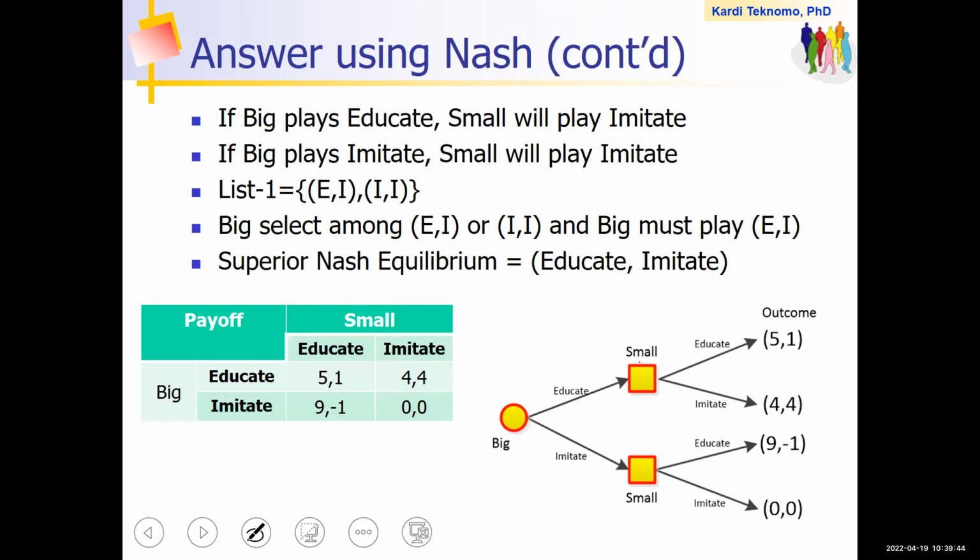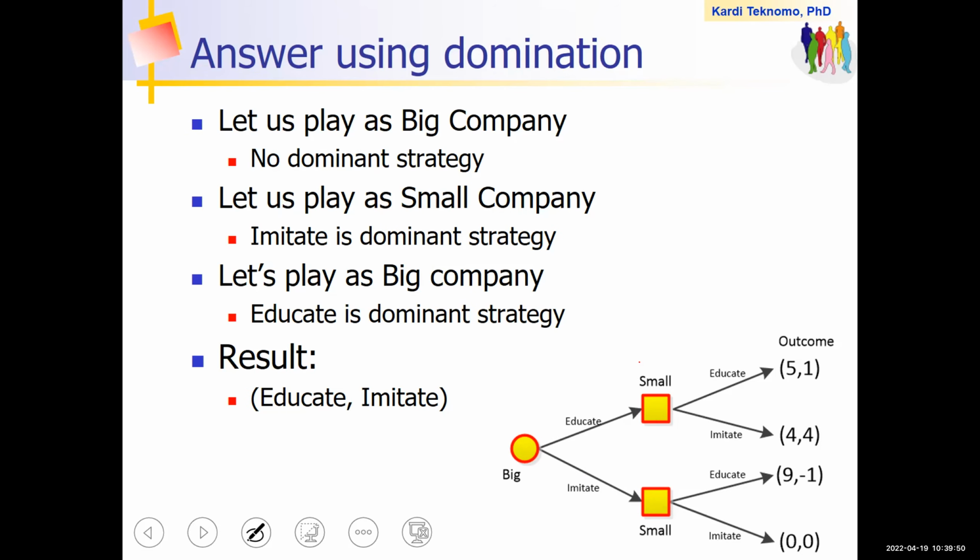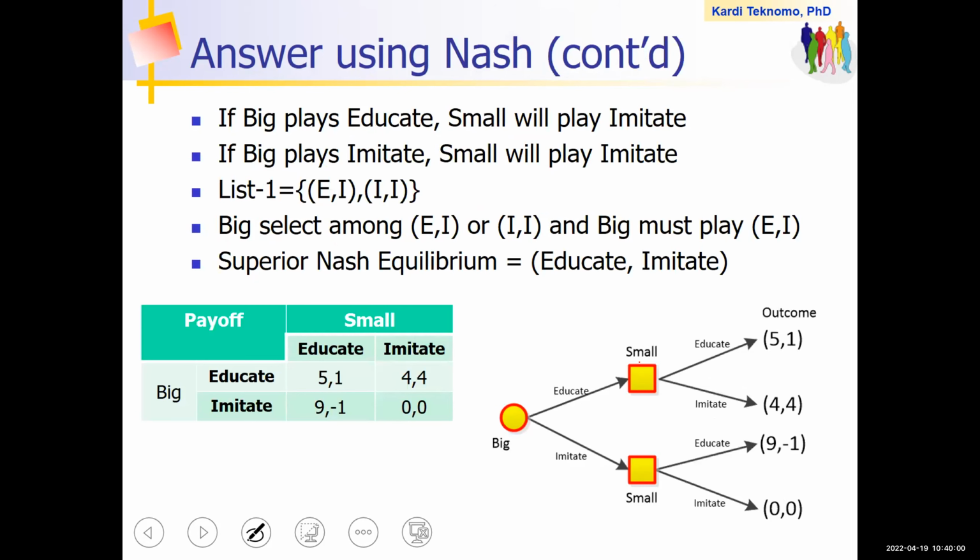Right? So now, if you want to do Nash equilibrium, what will you do? Okay. Let's check if the Nash equilibrium is actually the same as domination. Say you play as big first. In this case you have two possibilities: educate and imitate, and then the small company also has two possibilities: educate and imitate, and we just copy the outcomes from here.